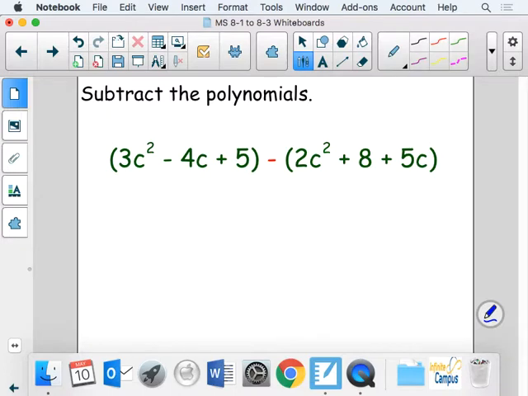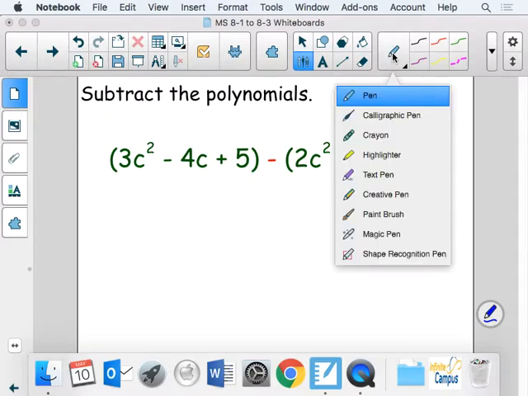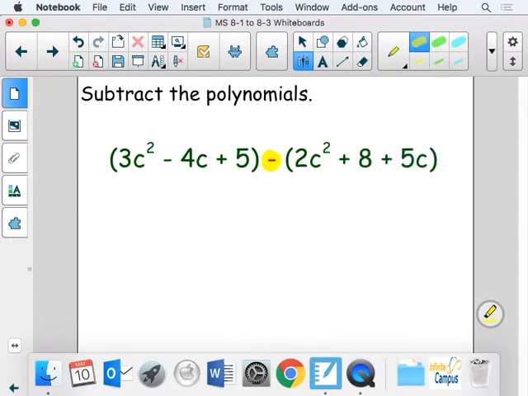Here we are subtracting polynomials, so you need to first distribute that negative sign or subtraction sign in between the two polynomials. This right here needs to be distributed. And once you distribute it, it really just changes the signs of everything after it. So I'm going to change this from a positive to a negative 2. I'm going to change this 8 to a negative, and I'm going to change this 5c to a negative.